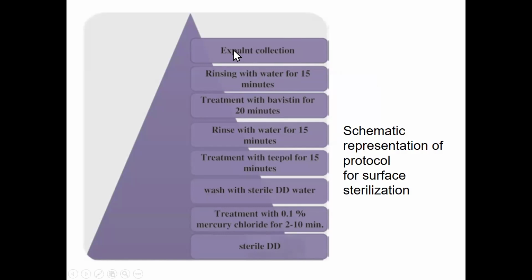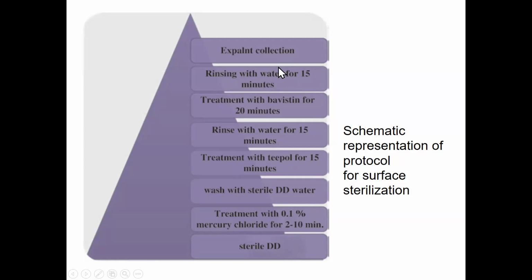So first you collect the explant, for example, an axillary bud from a plant or root tip or leaf tip, and then you rinse with water for 15 minutes. First time rinse with water. And then surface sterilized, that is sterilized water, autoclaved water. And then treatment with Bavistin for 20 minutes, rinse with water for 15 minutes, treatment with Tepol for 15 minutes.